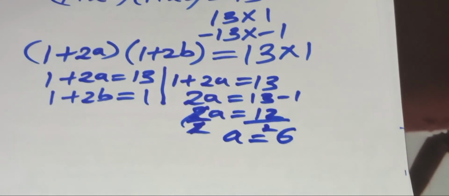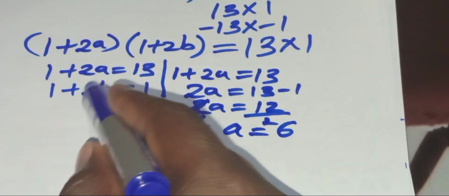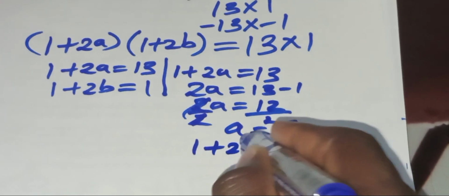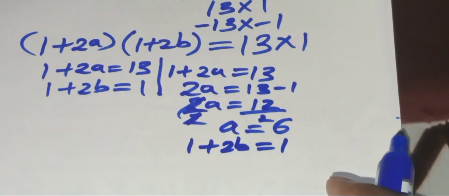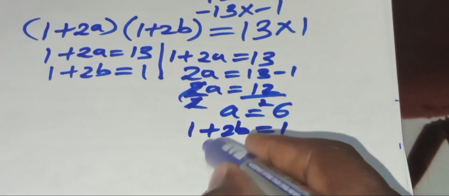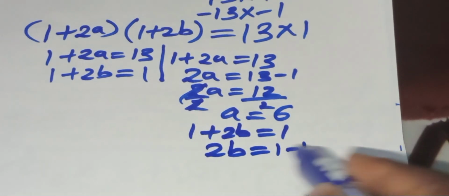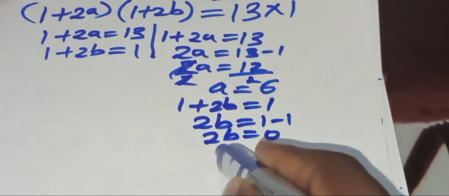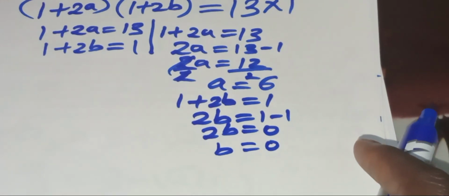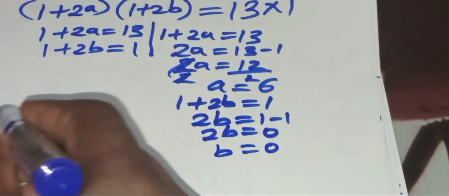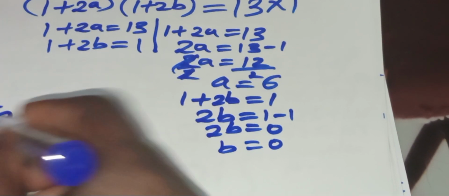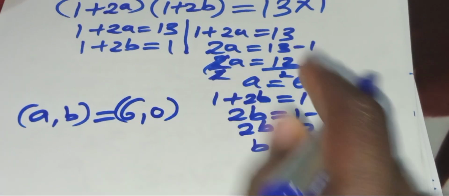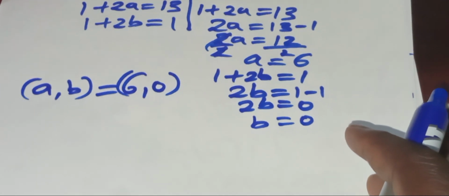So let's calculate the corresponding value of b. Here we have 1 plus 2b is equal to 1. We take 1 to the other side: 2b is equal to 1 minus 1, so 2b is equal to 0. So that means that b is equal to 0. So the first set of a and b is equal to 6 and 0. That is the first set of a and b.